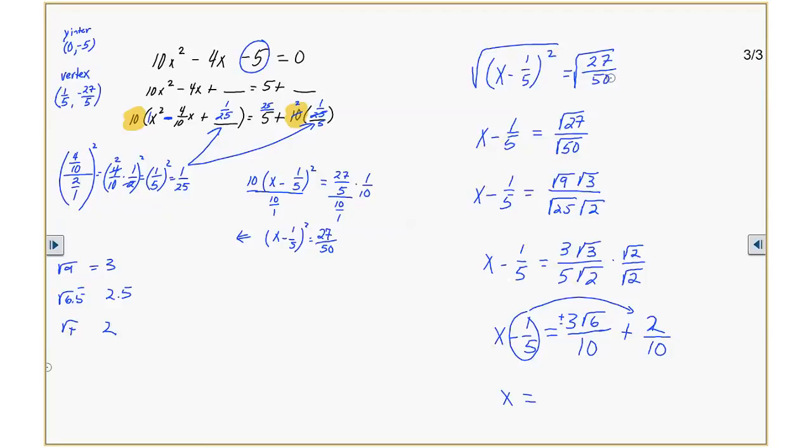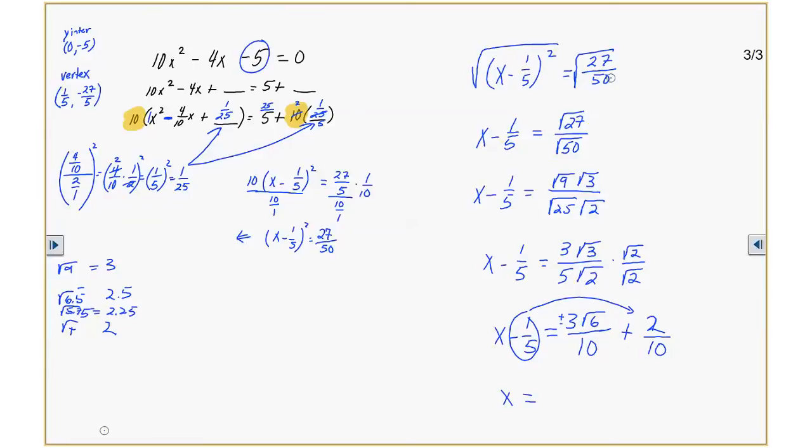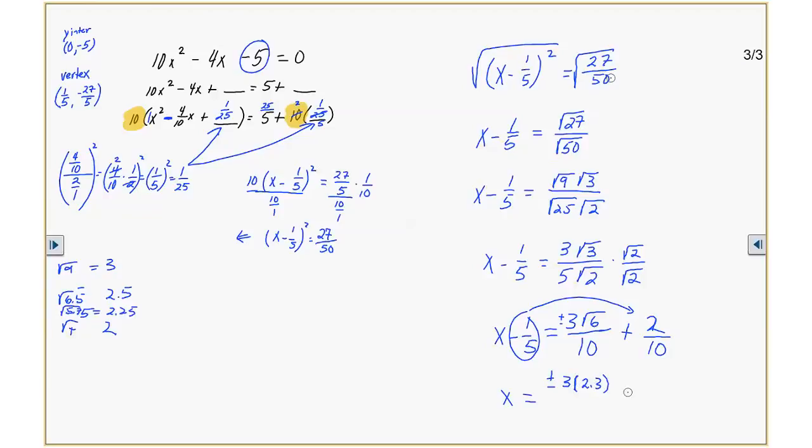Let's do it one more time. Between 4 and 6.5 is 2.5. Half of 2.5 is 1.25. So that'd be 5.75, which is about 2.25. So I'm going to say it's around 2.3. Y'all check me. So positive or negative 3 times 2.3 plus 2 all over 10.